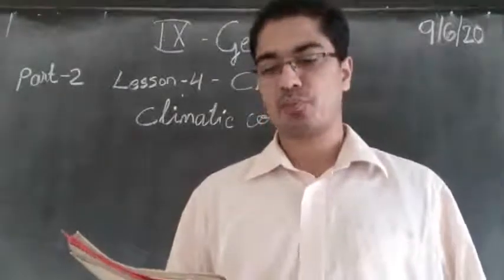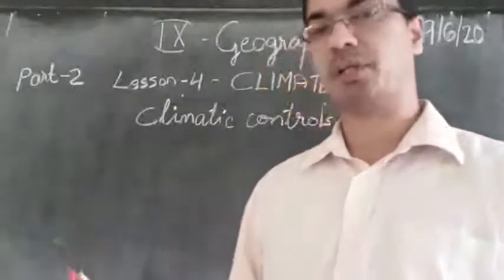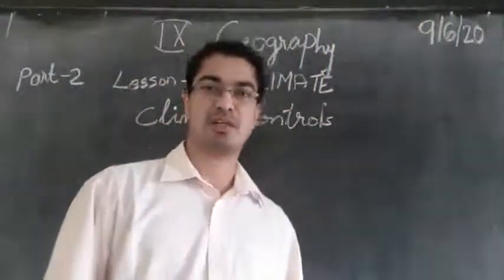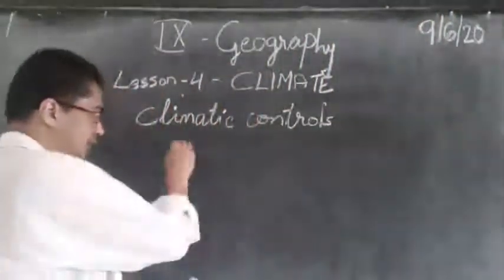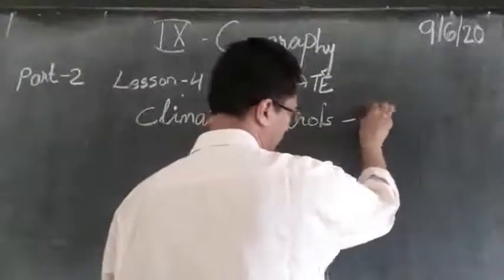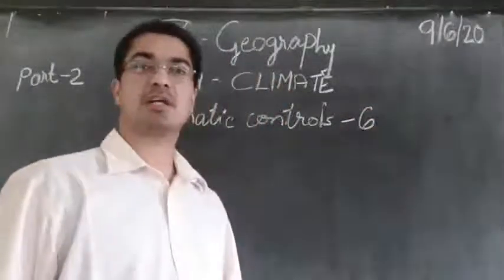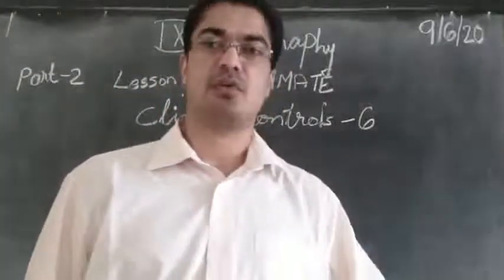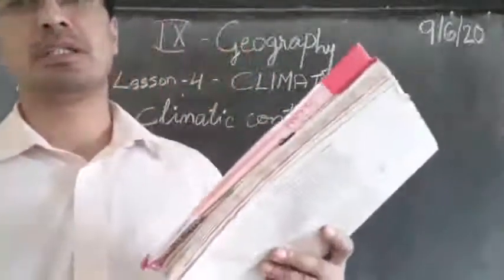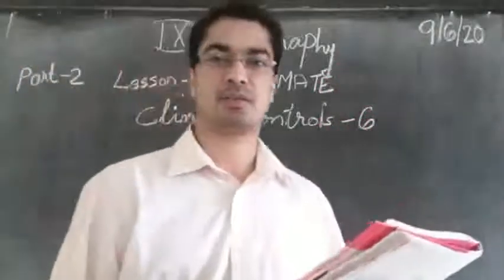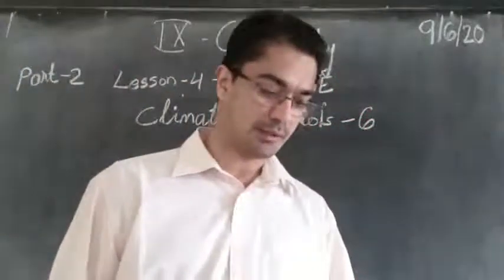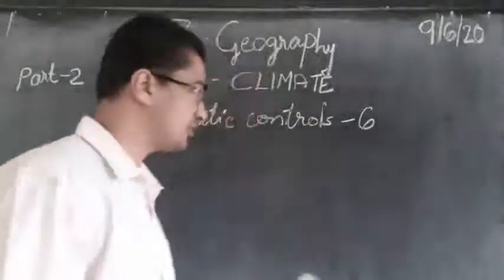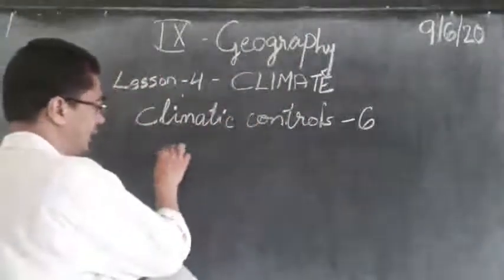So there are 6 major controls of the climate of any place. That is the same in any place. If you go to any place, you will find there are 6 climatic factors. And the first one is latitude.